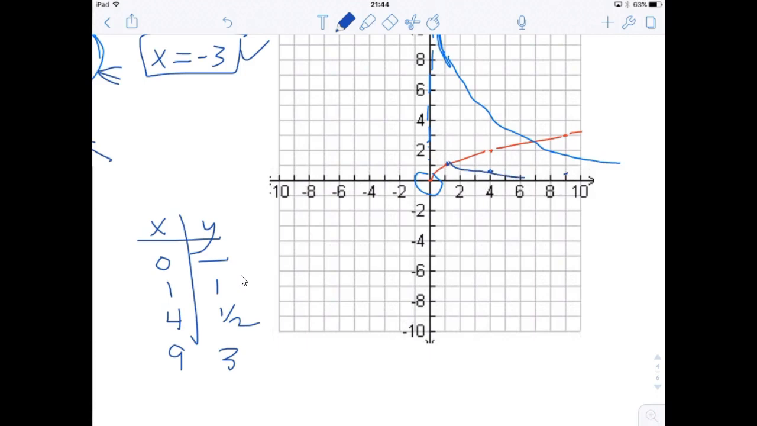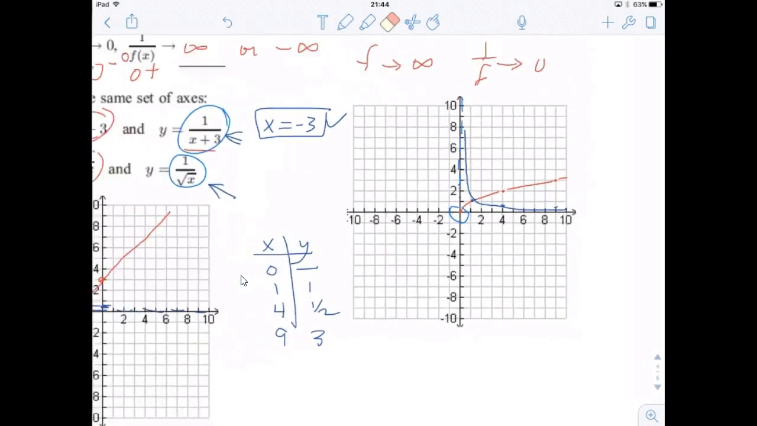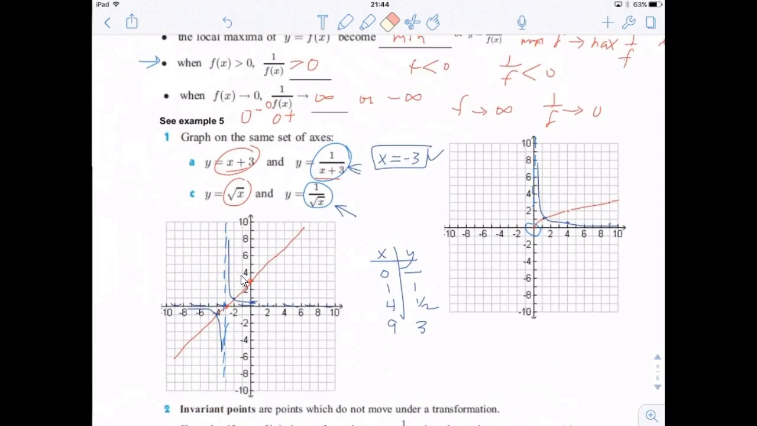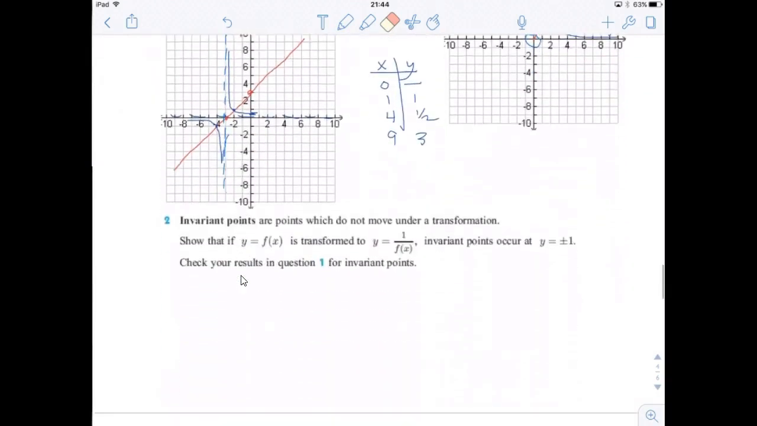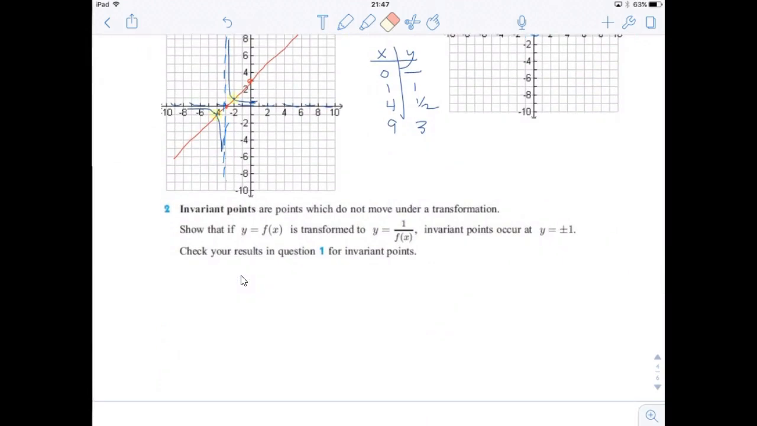So it looks kind of like an exponential function, except it goes up. Actually, it's just going to be a rational function, kind of, okay? So we'll erase our guess, this light blue function here, and we'll leave the dark blue function, okay? All right. Number 2. Invariant points are points which do not move under transformation. Show that if y equals f of x is transformed to y equals 1 over f of x, invariant points occur at y equals plus or minus 1.